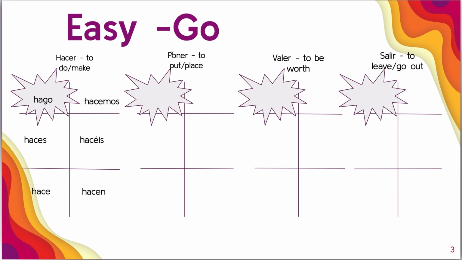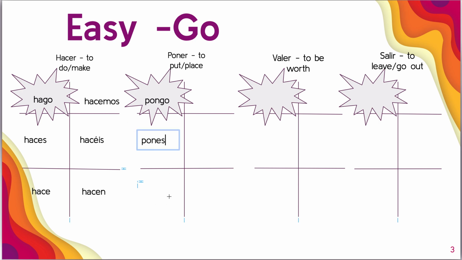Okay, so the next verb is poner, to put or place. So notice I have my cloud, which means only the yo form is going to have the GO. And the yo form of poner is pongo. All right, so since that's the only form with the GO, the rest is going to be conjugated normally. So the tú form is just pones with no G.